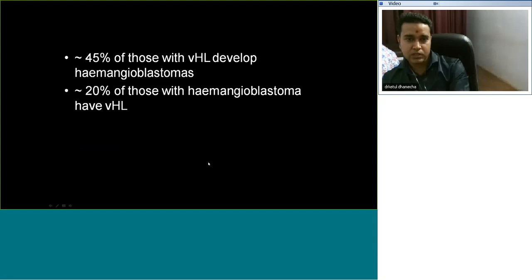So 45% of those with VHL develop hemangioblastomas, and 20% of those with hemangioblastomas have VHL. So this is clinically significant. If you find a hemangioblastoma in the brain, almost 20% have the VHL mutation, so you can find other pathology outside. So always screen the patient for the abdomen, chest and whole body also.